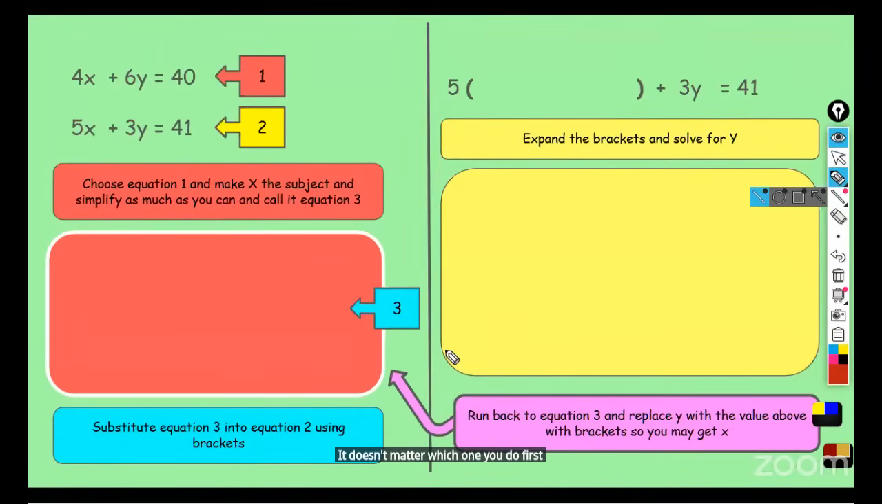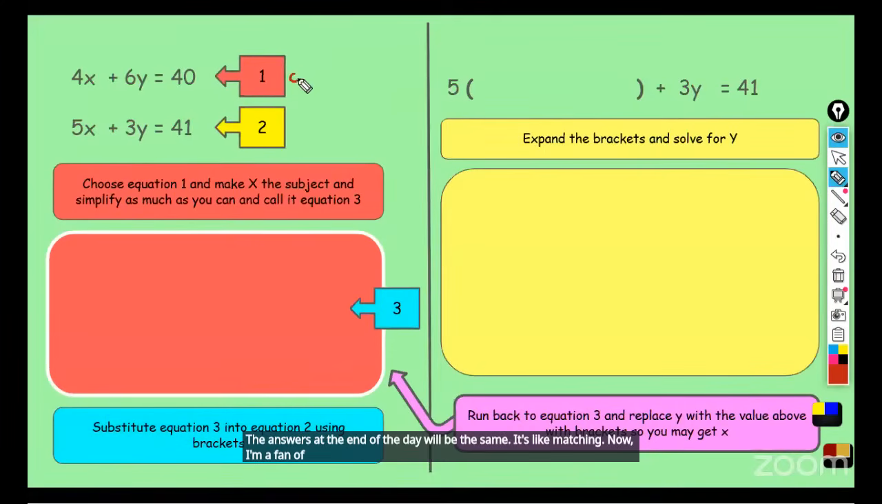So some teachers will tell you, hey, deal with equation 1 first. Focus on equation 1 first. Other teachers will say, hey, choose equation 2 first. The truth is, it really doesn't matter. The working would look different, but believe me, the answers at the end of the day will be the same. It's like magic. Now, I'm a fan of always choosing equation 1 first. I don't have to, but I'm a fan of that.